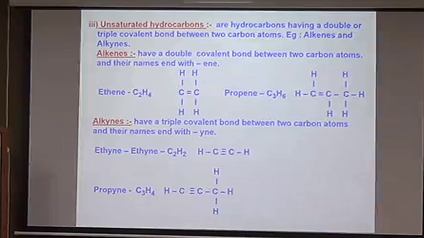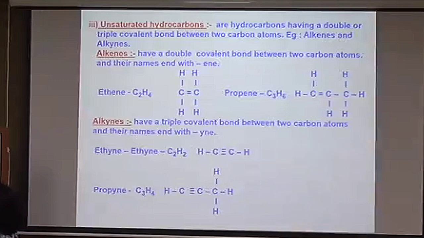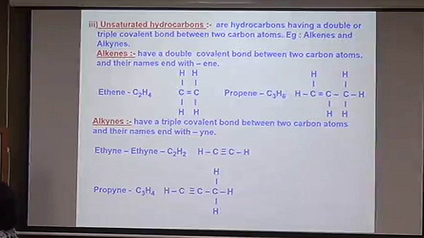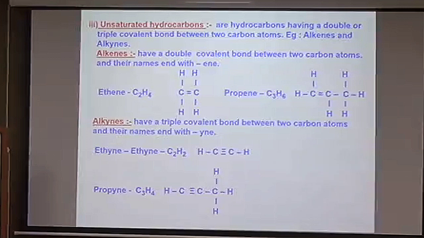Here you can see the number of hydrogen atoms is just double the number of carbon atoms. And for alkyne it becomes CnH2n minus 2. Here the formula is C2H2, we call it ethyne, and here it is C3H4. So again you can see the number of hydrogen atoms is 2 less than the double of the carbon atoms. So this is all about the hydrocarbons.